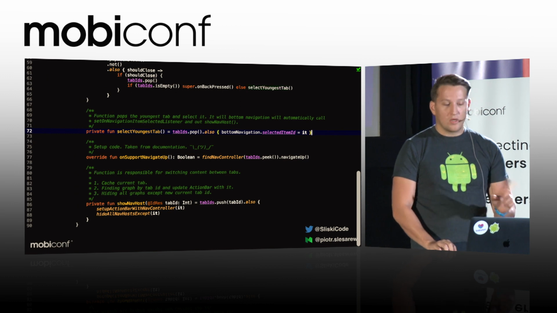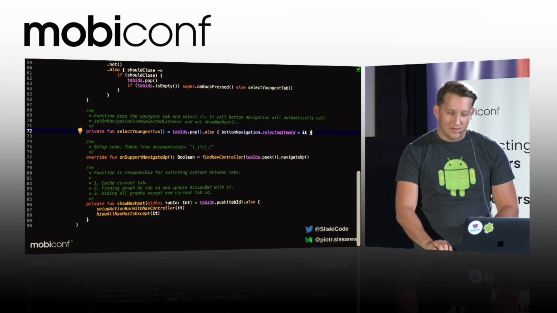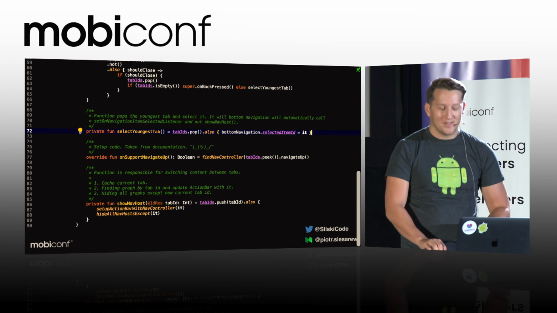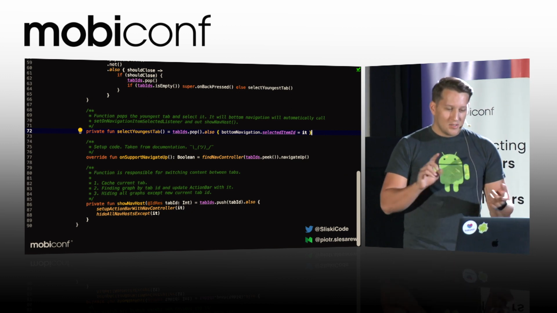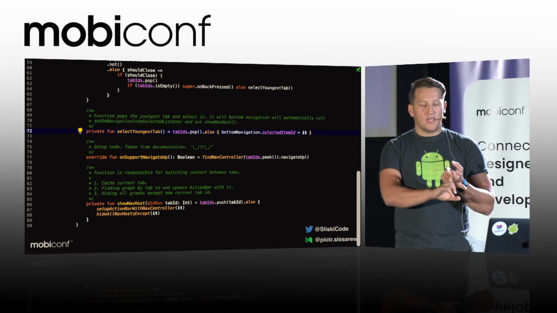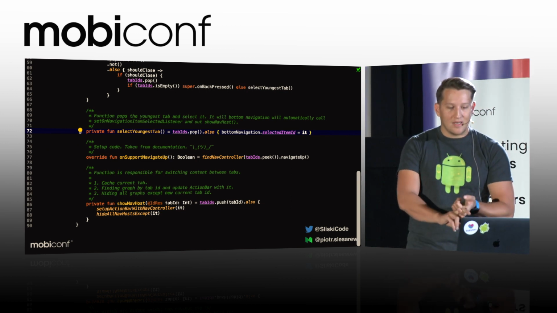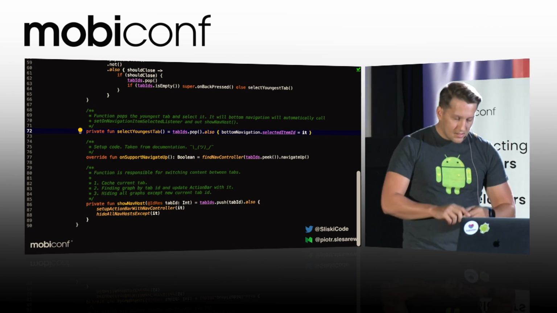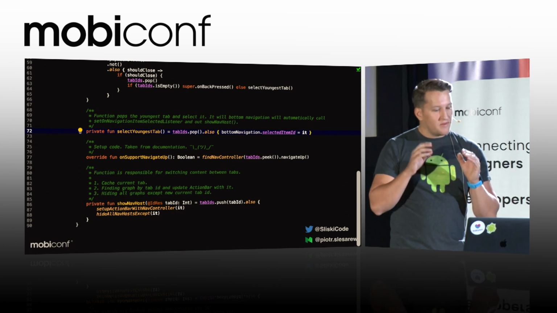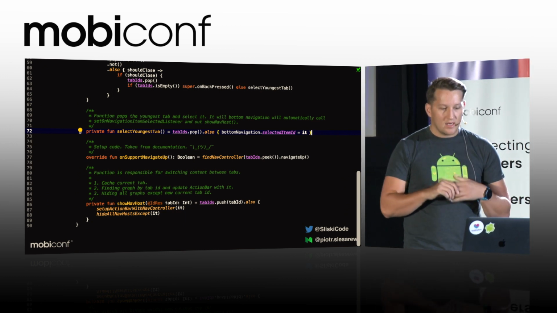Also easy, a one-liner. I did it as a one-liner, but it can be done in 3 lines. So pop. We are taking the value from pop and selecting the item. And I did some documentation here that this function pops the youngest tab and selects it.